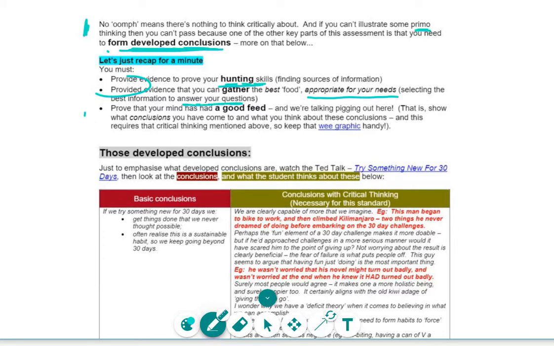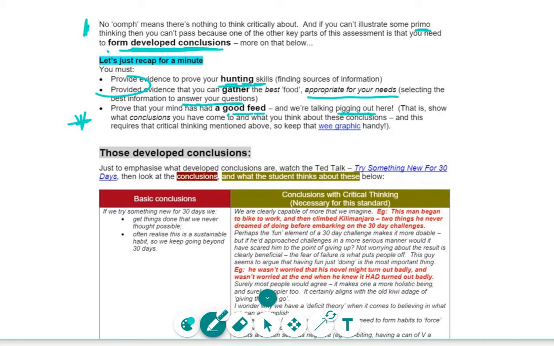Okay, so you've also got to prove that your mind has had a good feed, and we're talking about pigging out here. That is, you've got to show what conclusions you have come to and what you think about these conclusions. So, for example, in science, you do an experiment, you turn the element on high, and the water gets so hot that it starts to boil. So your conclusion is then that when the water reaches a certain temperature, it starts to boil. So there's your conclusion. But what do you think about that? Well, we could use it for cooking our eggs. We would have to be careful of spilling it on ourselves, because we'd have third-degree burns. That's all of the implications.